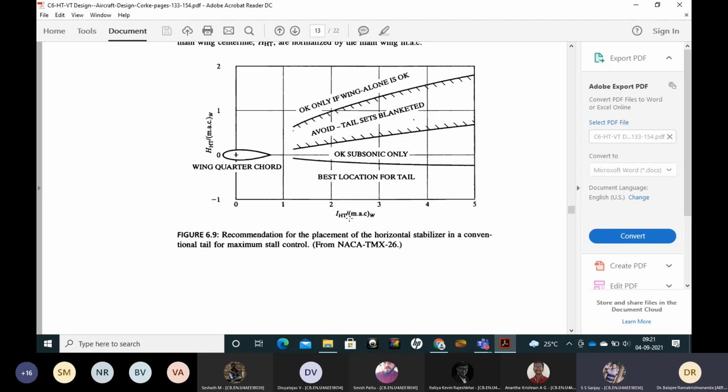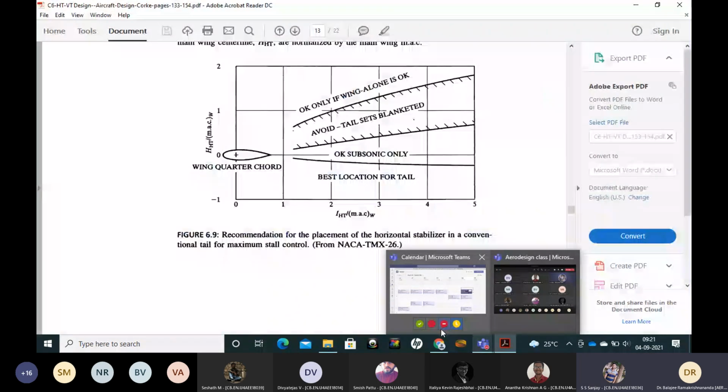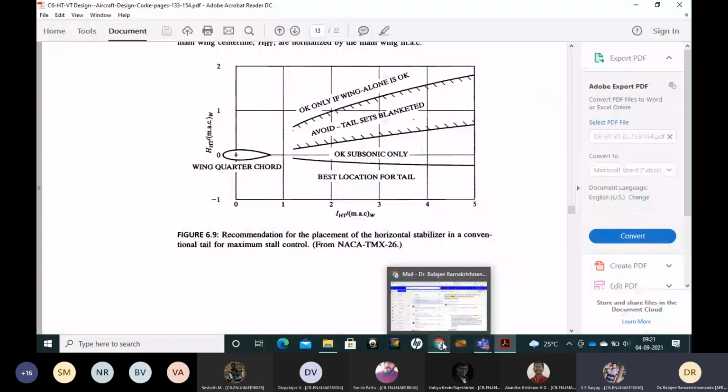Sir, why do tail sections use symmetric airfoil? Well, if you deflect the elevator up or down, you want symmetric results. If you deflect the rudder left or right, you want similar effects. You don't want to deflect more to the right and less to the left. That will happen if you use an asymmetric airfoil.